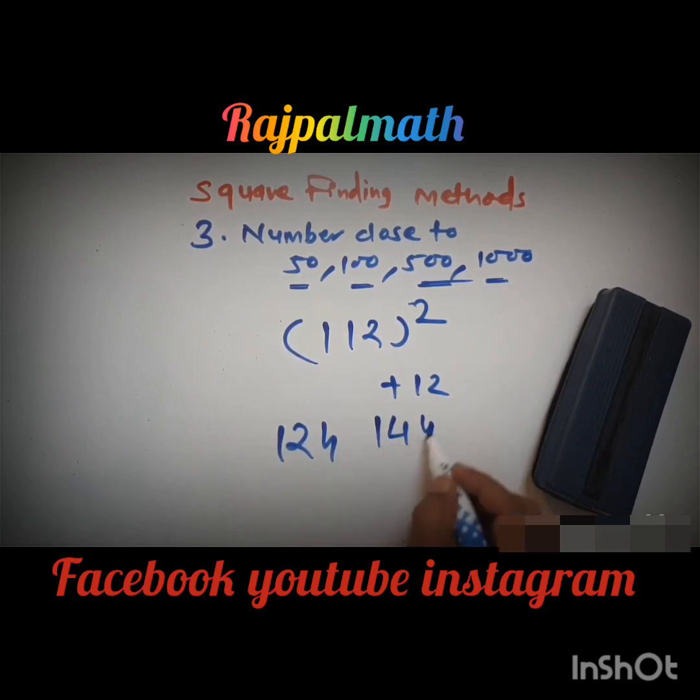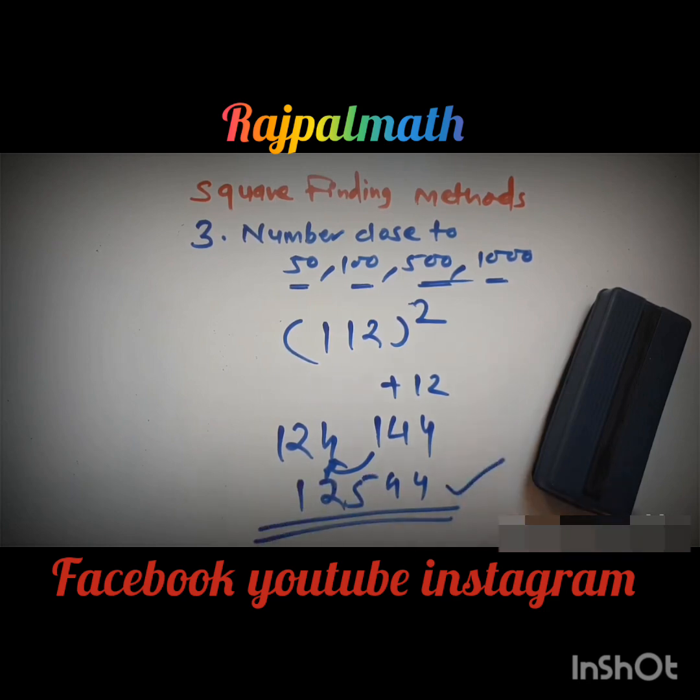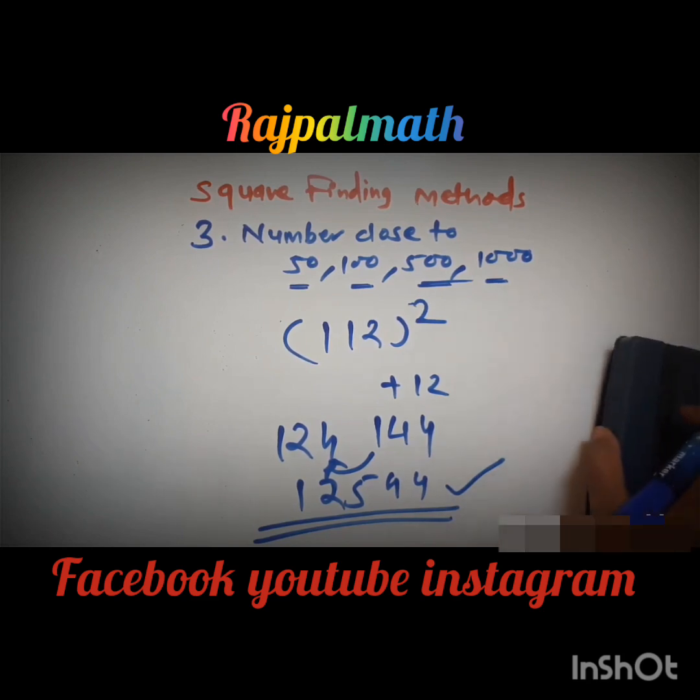I'm always going to write two places. So I'll write 44, and this 1 carry over will become 125. So 12544 is my answer. The same method you can apply for 500 and thousands as well.